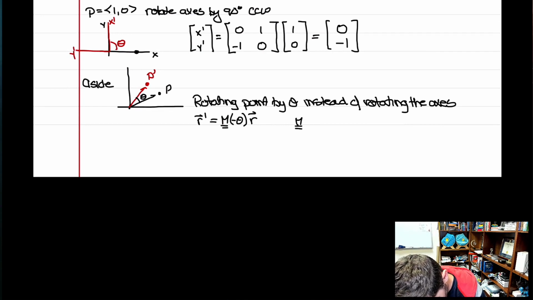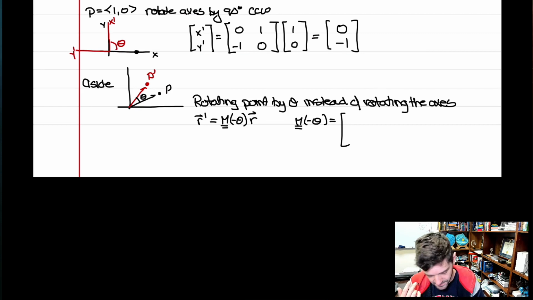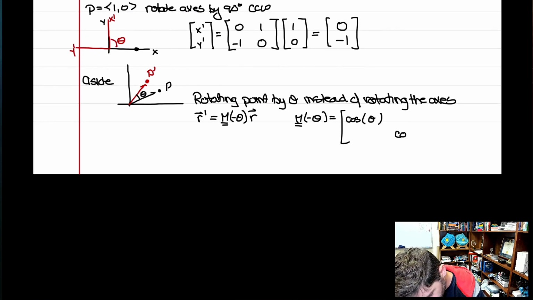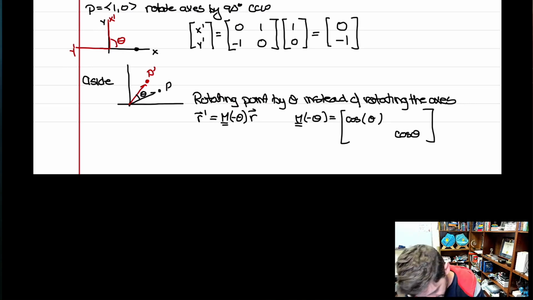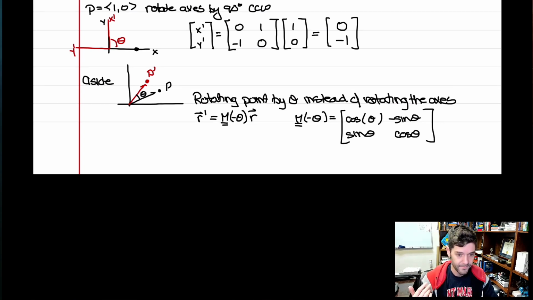Or, if you want to just remember what this matrix is using trig identities, right? This first entry would be cosine of negative theta. But cosine is an even function, so that is the same thing as just cosine of theta. It doesn't change. But then sine of negative theta is the same thing as negative sine of theta. So then this becomes negative sine of theta. And then here the negatives cancel and it becomes sine of theta.